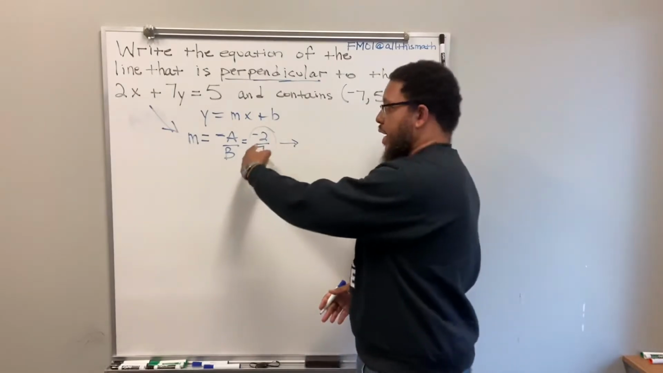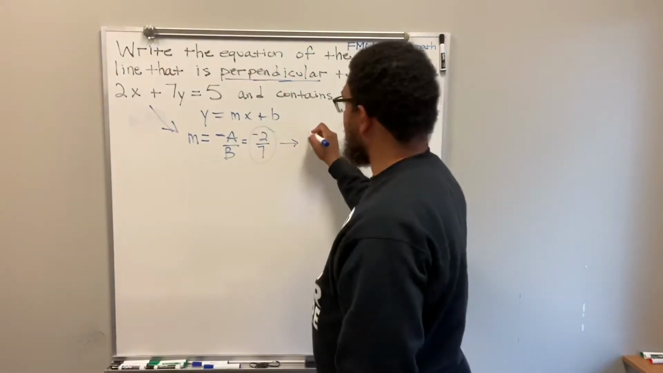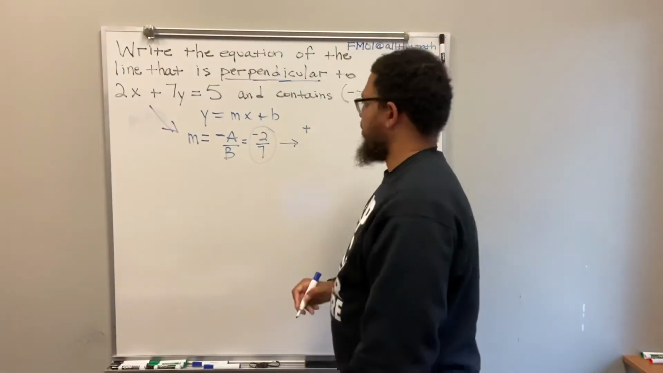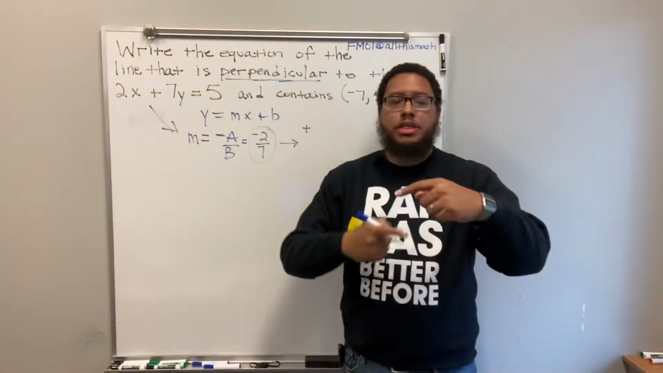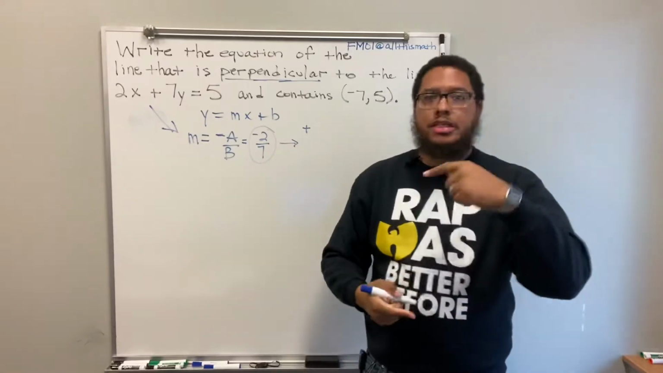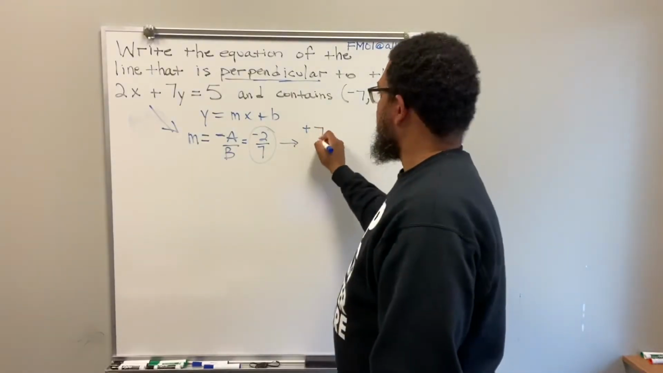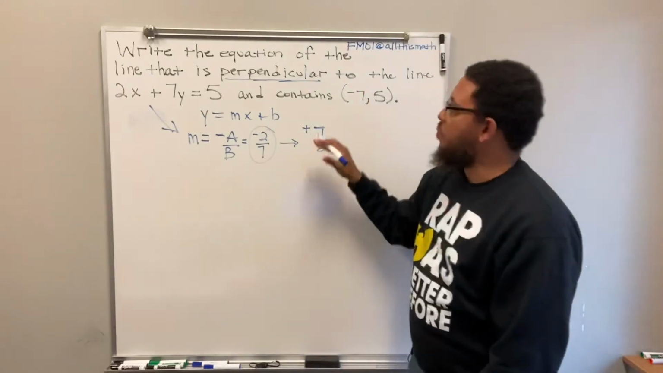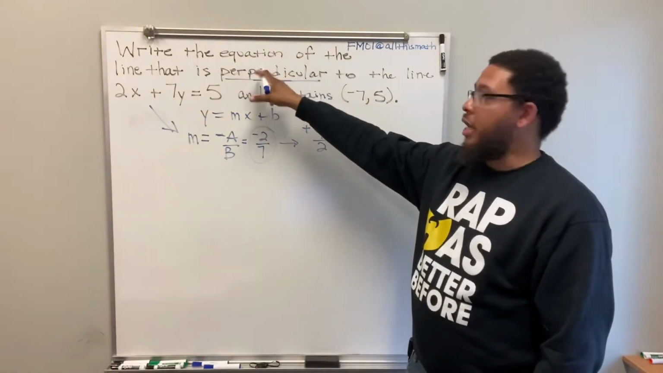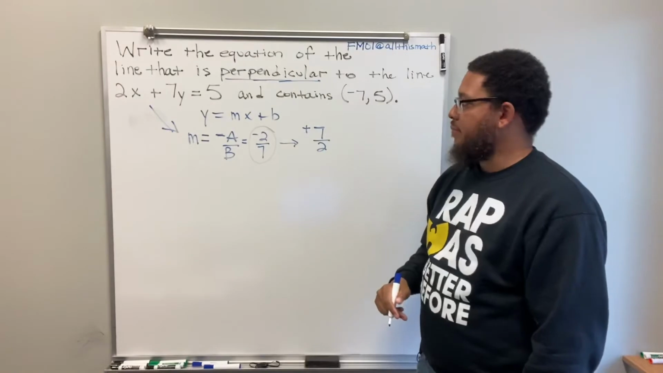So this right here is negative. When you change the sign, it's going to become positive. This is 2/7. When you flip the fraction, or take the reciprocal, it's going to become 7/2. That's your slope. That's the slope of the new line that you're looking for. So now you know the slope of the new line. All right? It's that simple.